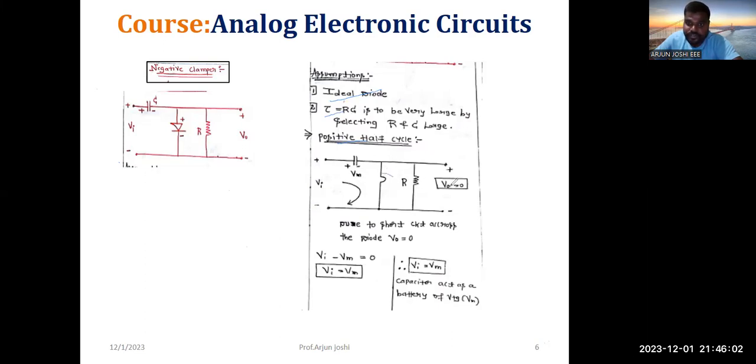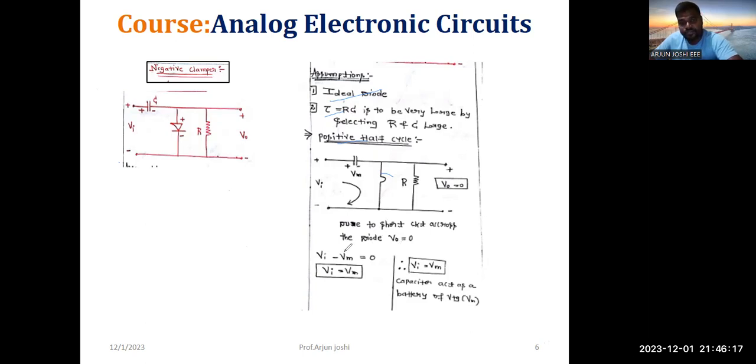During the short circuit condition, what is the output voltage? Output voltage is equal to 0. Why? Because during the short circuit condition, current will be more, and the voltage will be, in the ideal case, 0. Here V0 is equal to 0.